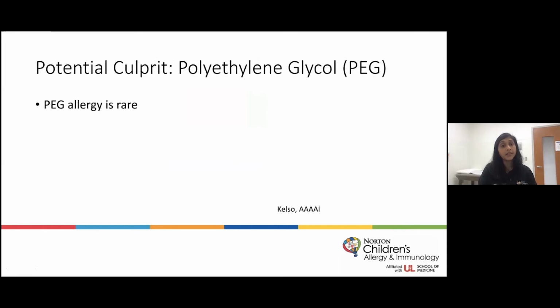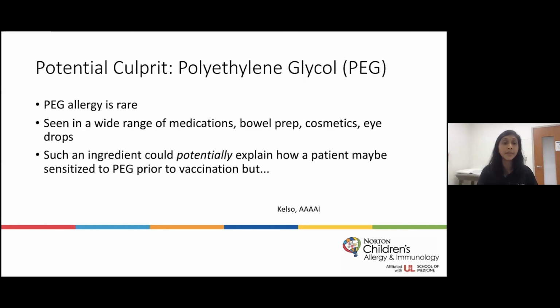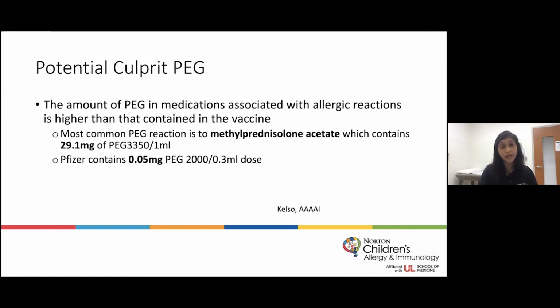Few things about polyethylene glycol allergy. PEG allergy is rare. It's reported in case reports in both adult and the pediatric population. It's seen in a wide variety of medications, bowel prep, cosmetics, eye drops. It's also seen in ultrasound gel. Such an ingredient could potentially explain how a patient is sensitized prior to PEG, but the amount of PEG that is contained in Pfizer or Moderna is actually very little compared to the ones that we commonly see with injectables.